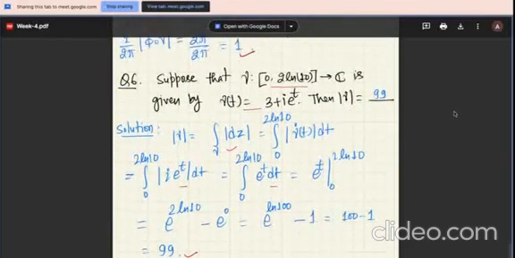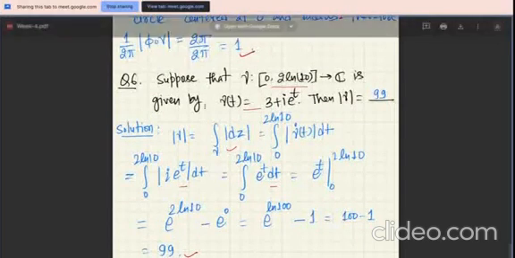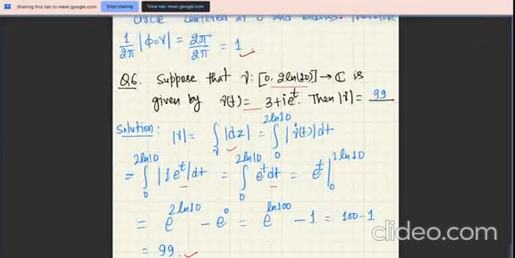Okay, now next question. Suppose that gamma from 0 comma 2 log 10 to C is given by gamma of t equals 3 plus i e to the power t. Then what would be the length of gamma? The length of gamma is nothing but the integral over gamma of mod dz, which is the integral from 0 to 2 log 10 of the modulus of gamma dot t dt.